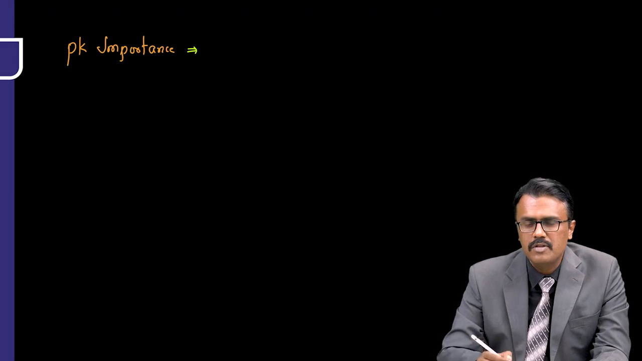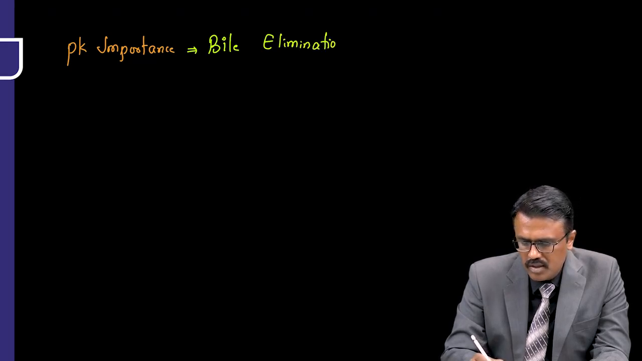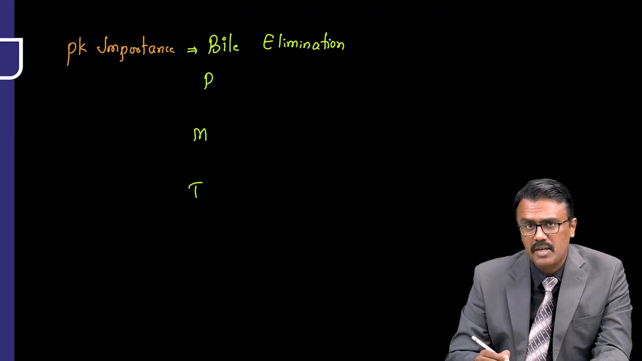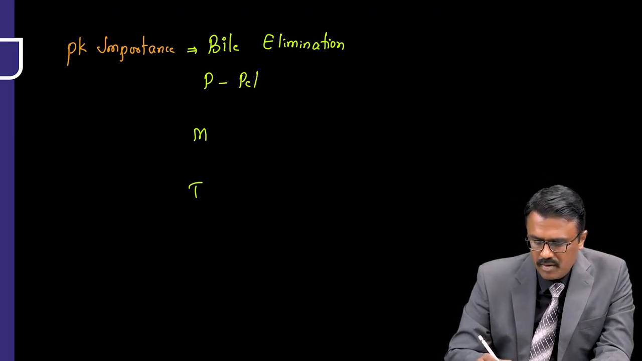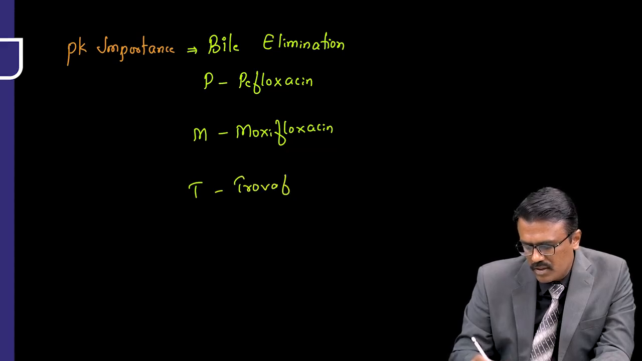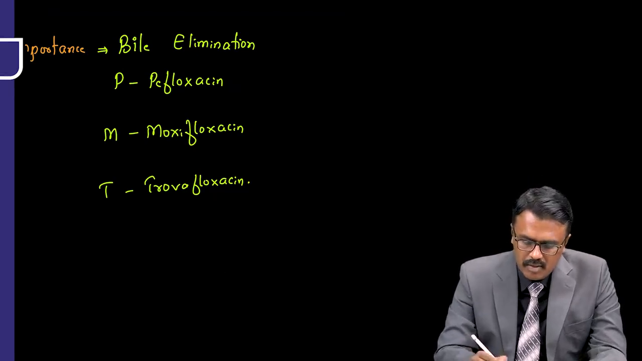There are certain fluoroquinolones which undergo bile elimination. So what are those? You can remember them by the mnemonic PMT, pre-medical test. What is that PMT for? P for pefloxacin, M for moxifloxacin, and T for trovafloxacin. So pefloxacin, moxifloxacin, trovafloxacin, they undergo bile elimination.